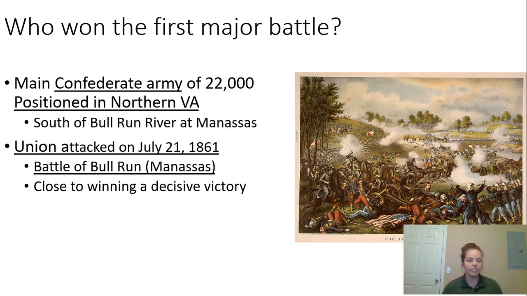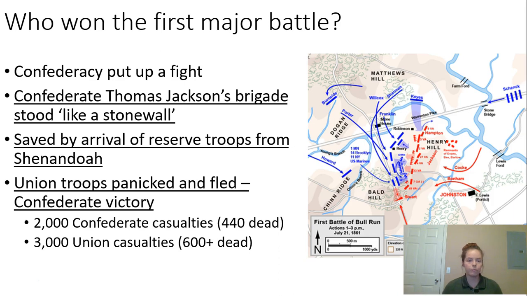And so the Union, they seem to be coming close to a decisive victory, but then right at the last minute, the Confederacy, they win. Looking into how this happened, the Confederacy is really putting up a strong fight. We've got a strong Confederate general, Thomas Jackson, and his brigade is going to stand strong like a stonewall, which then gives the nickname Stonewall Jackson to the general.